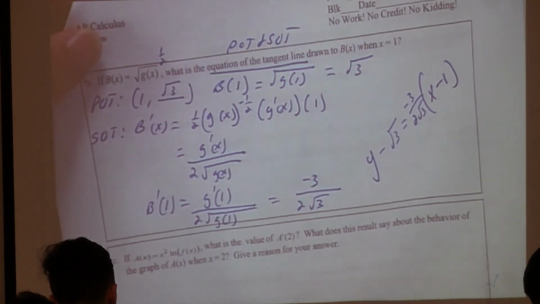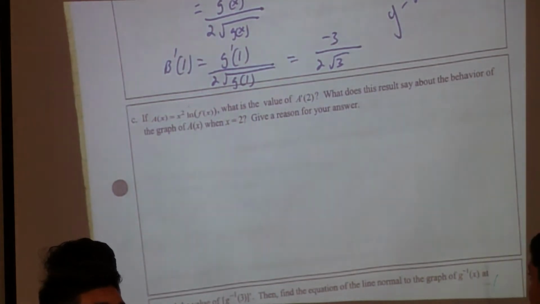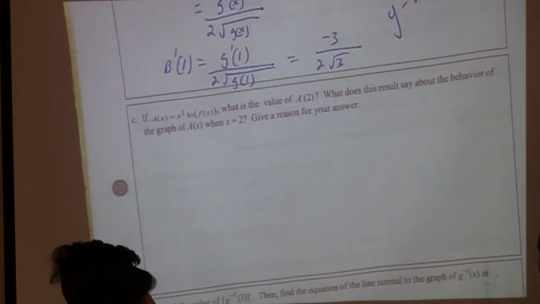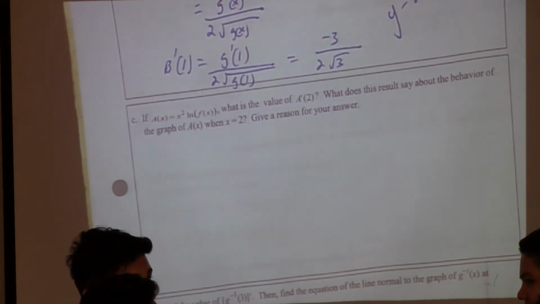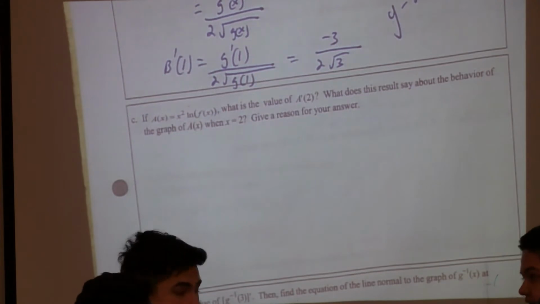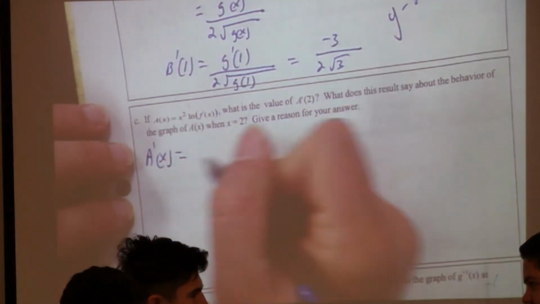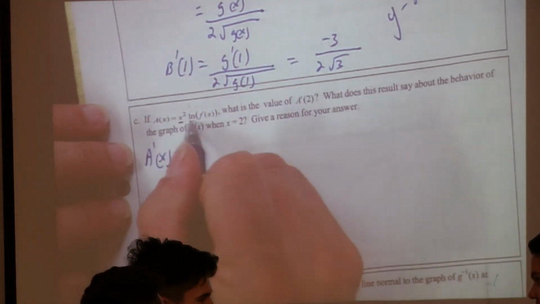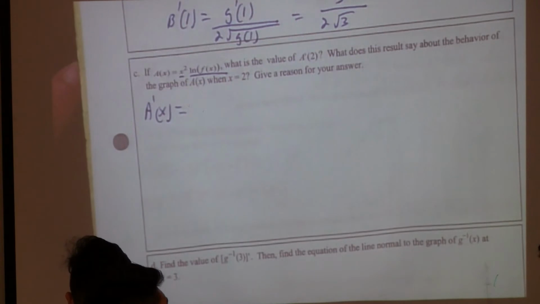Alright, part C. If a of x is equal to x squared ln of f of x, what is the value of a prime of 2? And what does this result say about the behavior of the graph of a of x when x equals 2? Give a reason for your answer. So seems easy, right? So let's find a prime first. How do I get the derivative of this? Chain rule? Nope. I must do product rule, but within that I'm going to do chain rule.